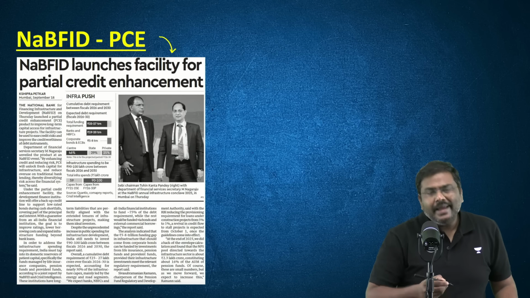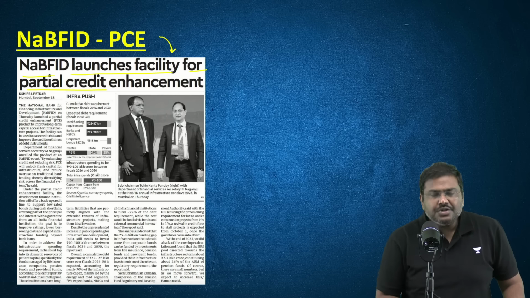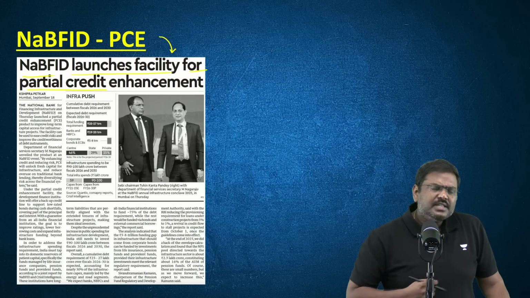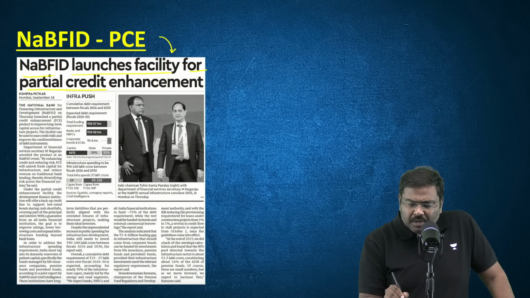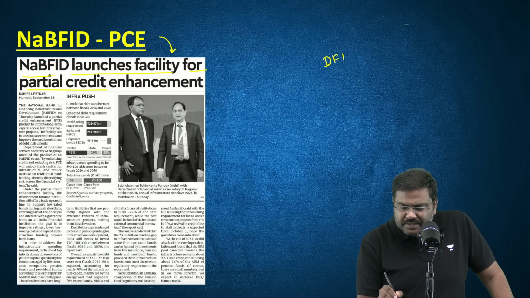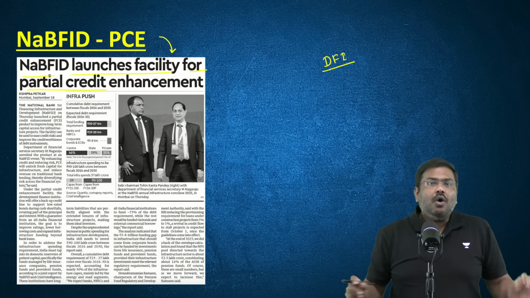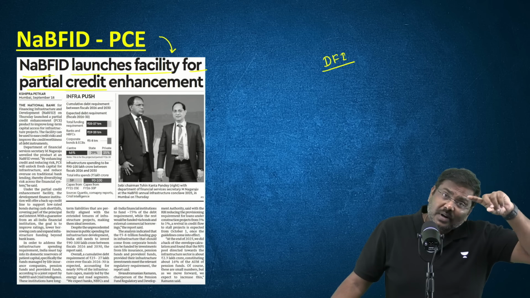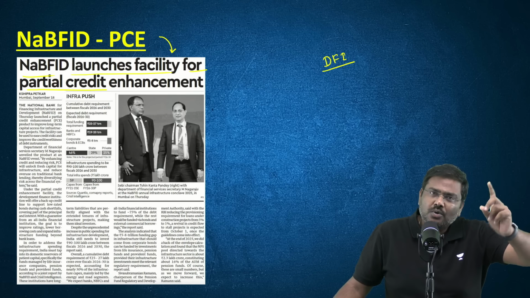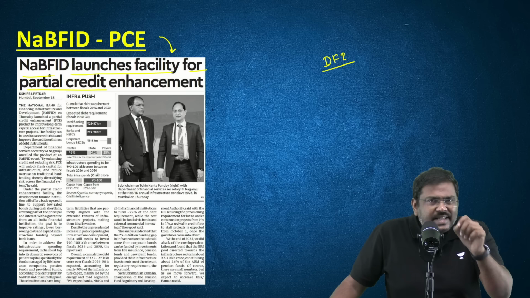Next article on NaBFID. NaBFID launches facility for partial credit enhancement. Now, what is this NaBFID and what is this partial credit enhancement? Let me explain this. The government of India has set up a Development Finance Institution, DFI. Already multiple DFIs are there. Multiple other DFIs were earlier there, which have been converted into other financial institutions. For example, earlier, ICICI.